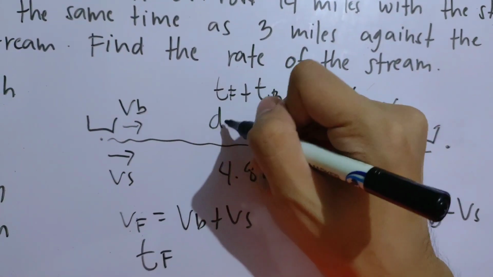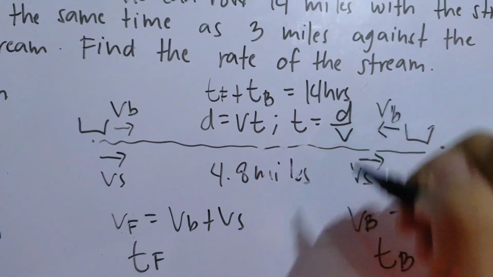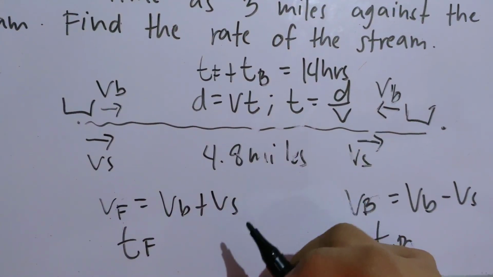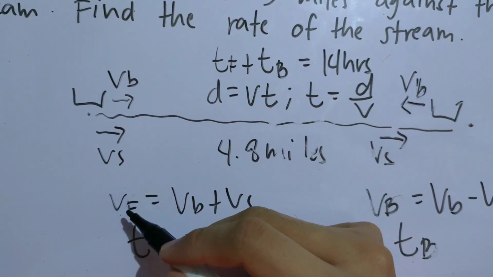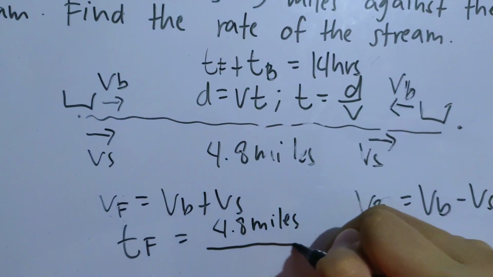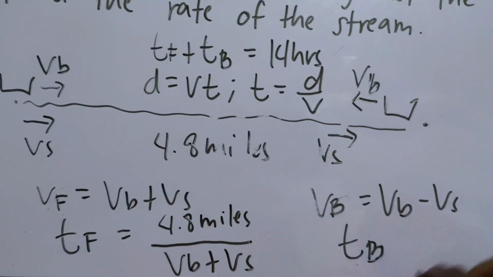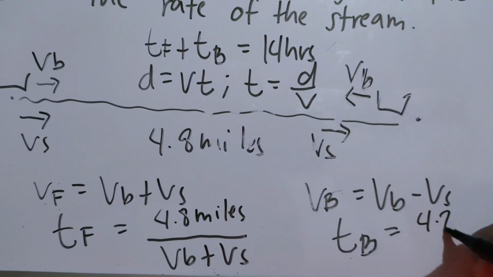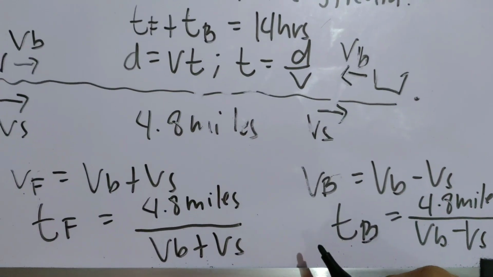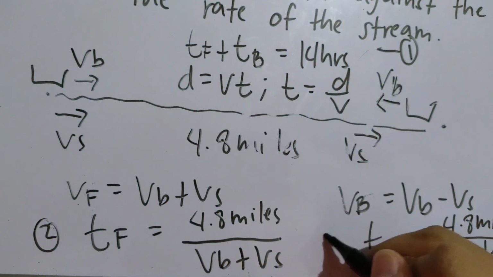And we know that distance is equal to velocity times time, so time is equal to distance divided by velocity. Our distance is 4.8 miles going and 4.8 miles coming back. So our T forward is equal to the distance, 4.8 miles, divided by our velocity VF, or VB plus VS. And our TB is equal to 4.8 miles over VB minus VS. So now we have 3 equations: this is our first equation, this is our second, and this is our third.